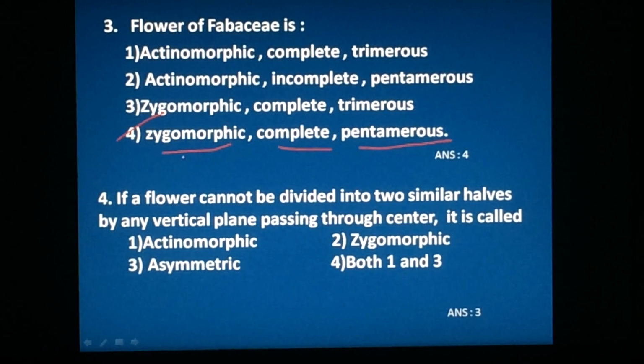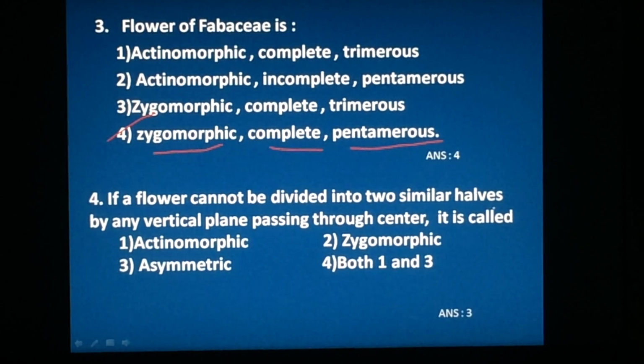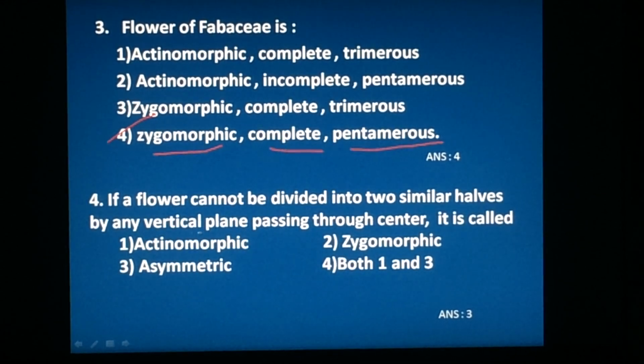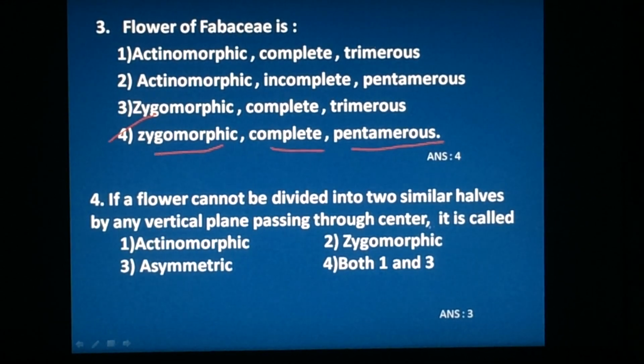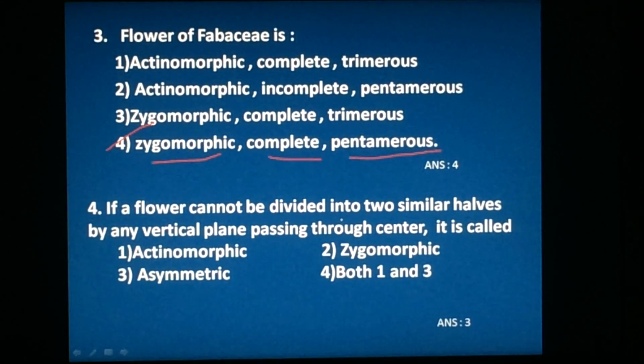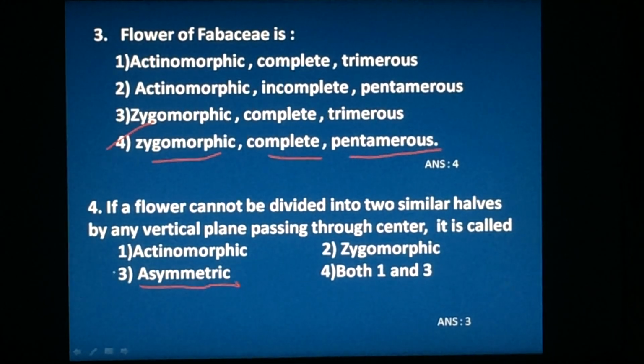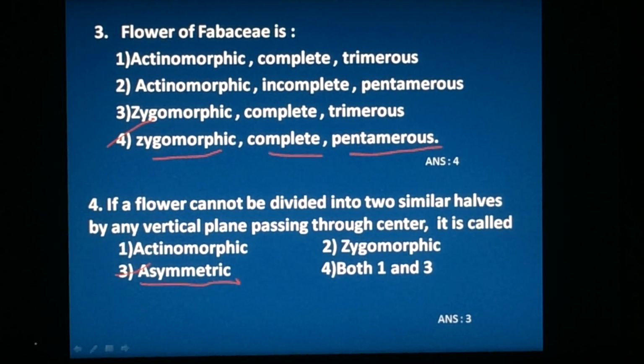So answer is fourth. Fourth one, if a flower cannot be divided into 2 similar halves by any vertical plane passing through center, it is called. We cannot get equal halves, so answer should be asymmetrical, irregular. Third one.